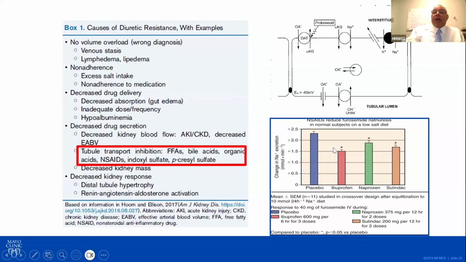Okay. And this is a study here looking at how much combining different kinds of NSAIDs with Lasix reduced the sodium excretion. So this is under placebo conditions, with ibuprofen, with naproxen, with Sulindac. All of them caused a reduction in the effect of diuretics because they block this channel or compete with the diuretic on this channel. The end result, diuretics don't get delivered to their site of action.